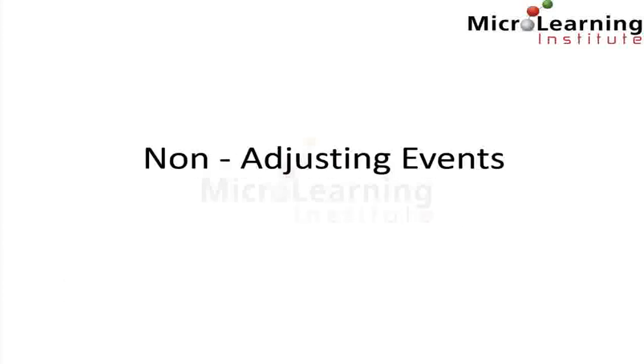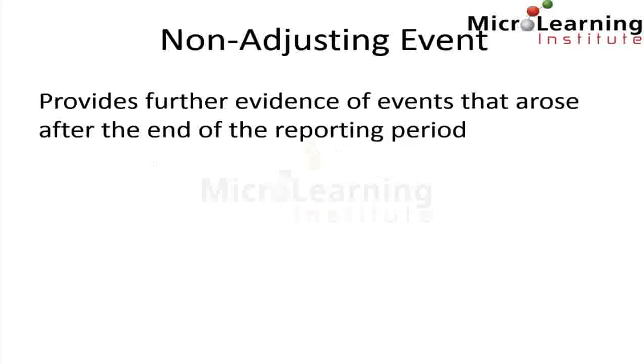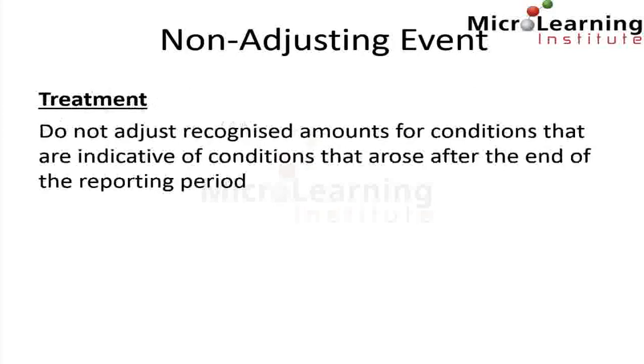IAS 10 classifies other events after the reporting period as non-adjusting events. A non-adjusting event is defined as an event that provides further evidence of events that arose after the end of the reporting period. IAS 10 prescribes that we do not adjust recognized amounts for conditions that are indicative of conditions that arose after the end of the reporting period.